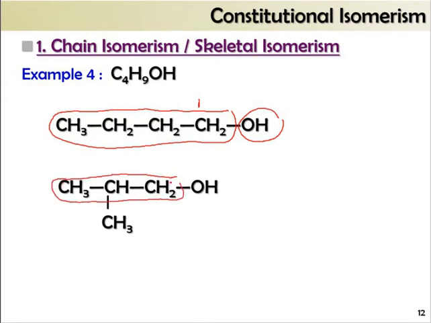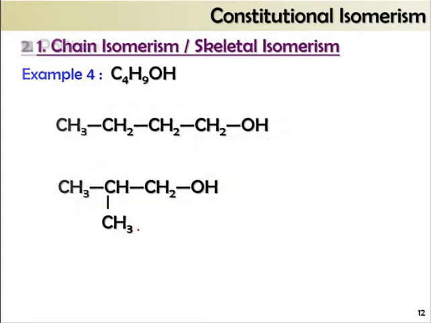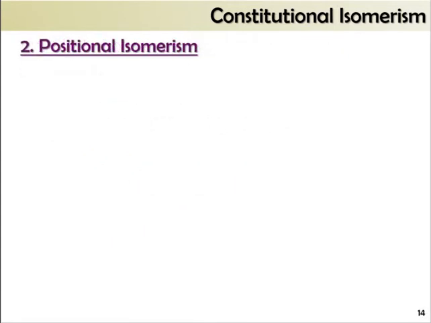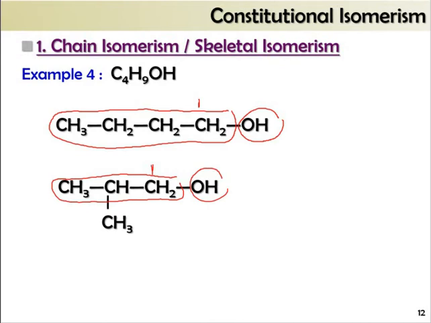Boleh juga buat macam ni straight ataupun boleh ke bawah. Jadi dia longest and continuous. So the OH group still at carbon number 1. Kita tak ubah the position of OH group. Sebab kalau kita tukar position of OH group, so it become the positional isomer. So kita hanya ubah dia punya chain sahaja. Okay. Alright. So ini adalah contoh last lah untuk chain isomerism. Okay.